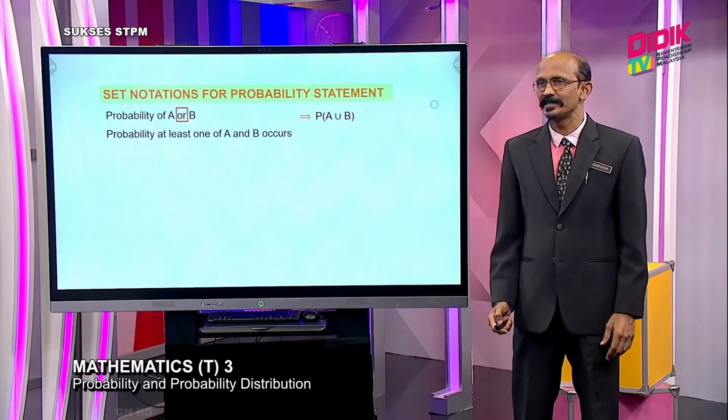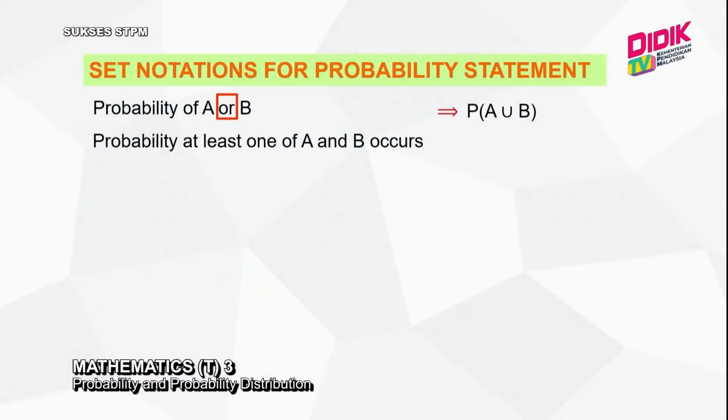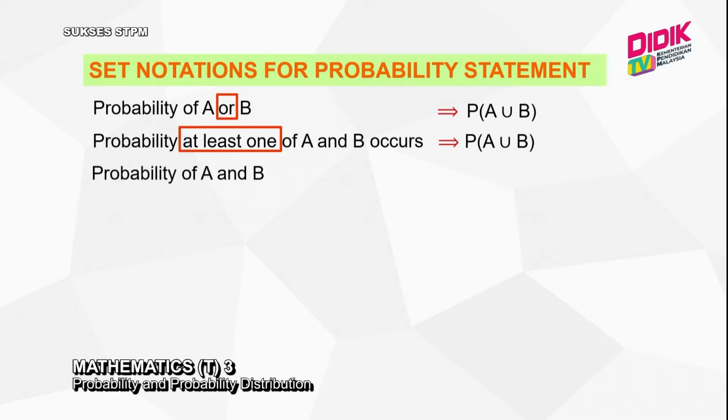Next one is probability at least one of A and B occur. For this, at least one means the set notation still remains the same, A union B. If you notice, different terminology, but the formula still remains the same. Next, probability A and B. So the key point here is AND. This is indicated by A intersection B.